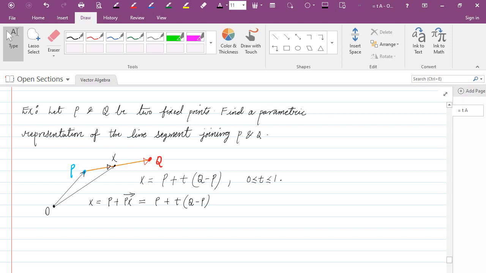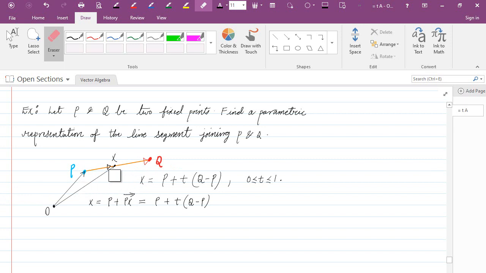Okay, so let's say P and Q are two given points. These are fixed. We want to find a parametric representation of the line segment joining P and Q. So we want to find a parametric representation of the line segment from P to Q, not the straight line passing through P and Q. We just are focusing on the line segment from P to Q.